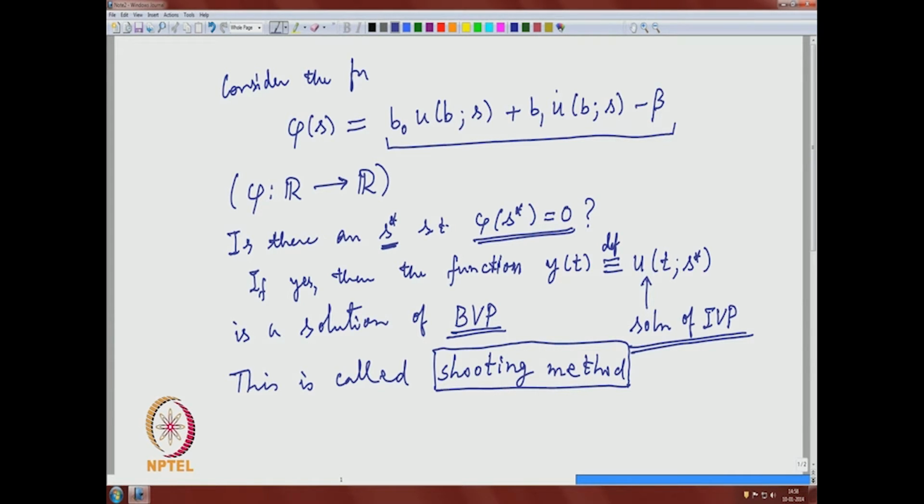Okay. And so, if there are more roots of this phi, then we obtain as many solutions for the boundary value problem. So, in general we cannot say whether there could be no solution, only one solution, or multiple solutions, and depending on that the boundary value problem will have a unique solution, multiple solutions, or no solutions. Okay.